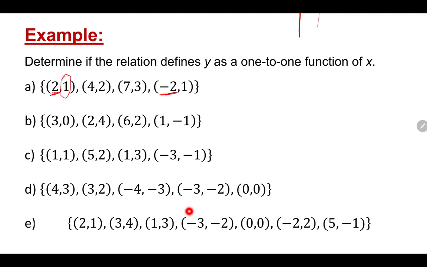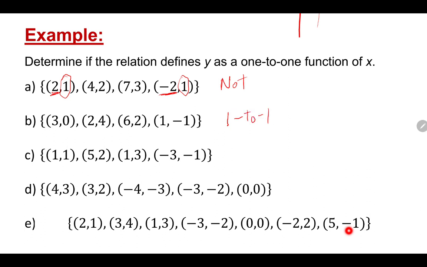So the 1 here means this is not one-to-one. Now here we have 3 and 0. So x is 3, y is 0, x is 2, y is 4, x is 6, y is 2, x is 1, y is -1. At no point here do I overlap. I don't have the same outputs, and I have individually different inputs. So this one is one-to-one.